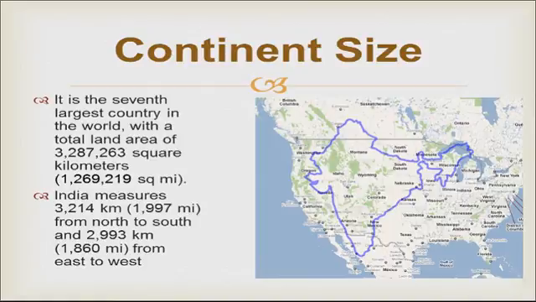The continent size, it's the seventh largest country in the world, with a total land area of 1,269,219 square miles. It actually shows us the picture to the right, how much of the United States that it actually takes up. It's pretty neat.